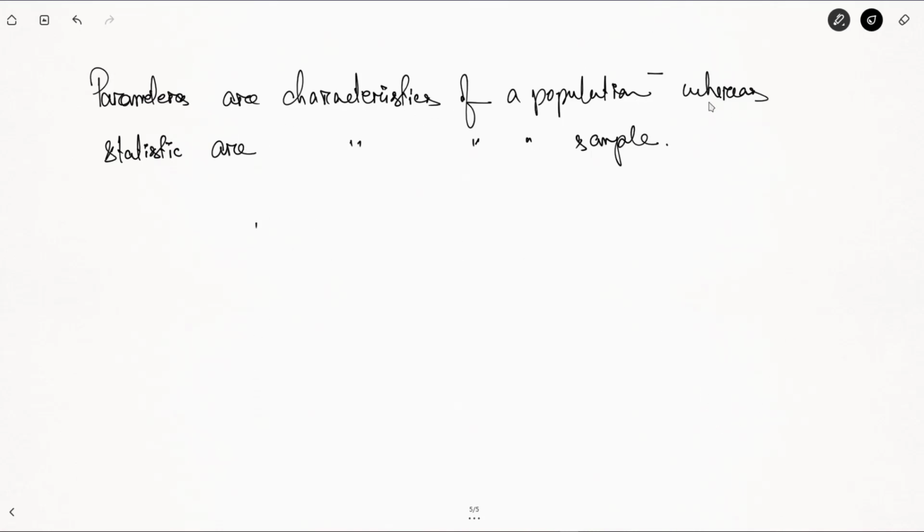So in our entire journey of statistics, why do we need to know about these two terms? Because all the theories, all the formulas, all the analysis, our basic idea or objective of this entire statistical journey is to know about parameters based on statistics.